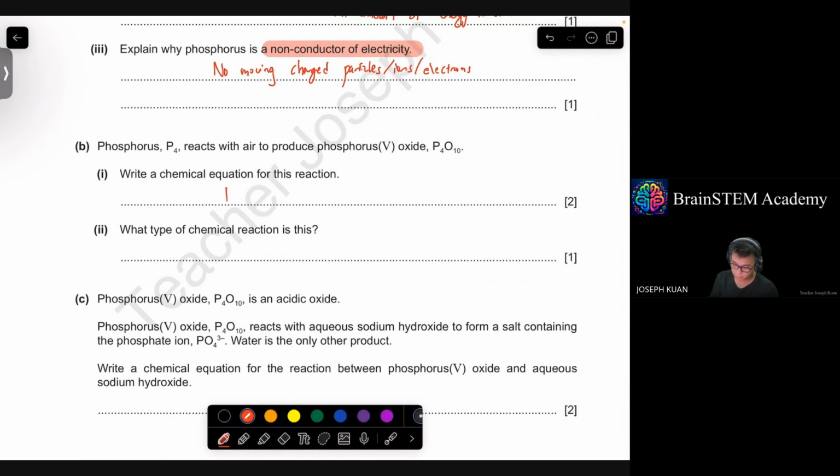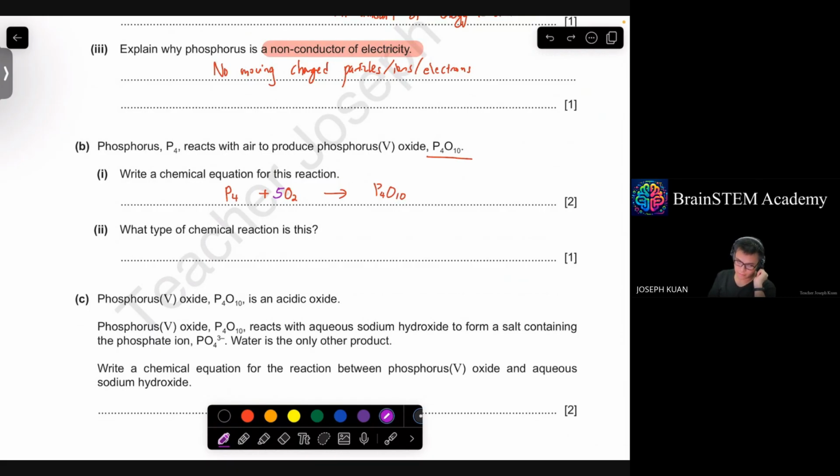So we have P4. The fact that it forms an oxide means that it reacts with oxygen in the air to form P4O10. All we need to do is balance it. We have 10 oxygen atoms on the right, hence we just need to make the number of oxygen atoms on the left in total 10. So just put a 5 in front of O2.